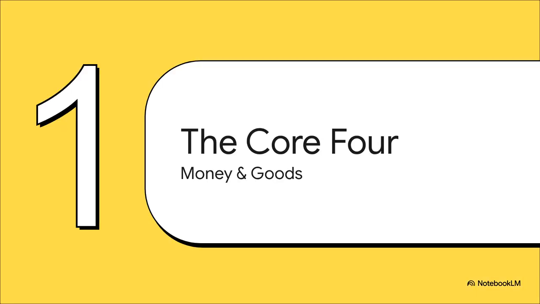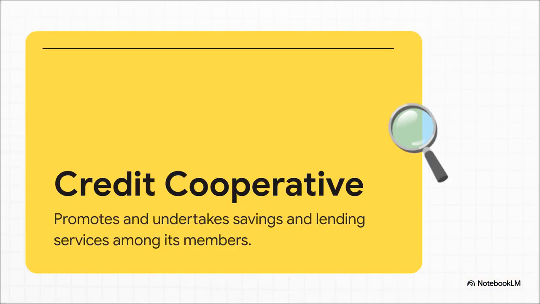Okay, let's kick things off with the four foundational types you are absolutely going to encounter. I call them the core four, and they all revolve around two really simple things: money and goods. First up, the credit co-op. The two keywords you need to burn into your brain are savings and lending. Seriously, that's it. It's basically a mini bank that's owned by its members, who pool their money to give loans to each other. Super simple, right?